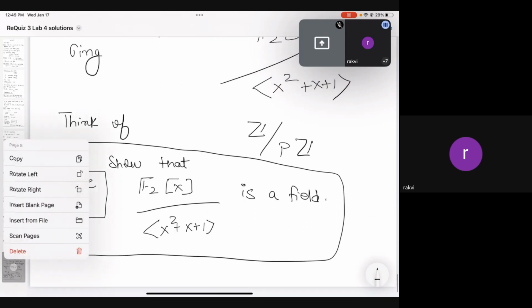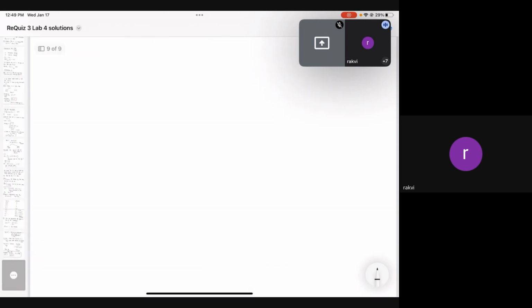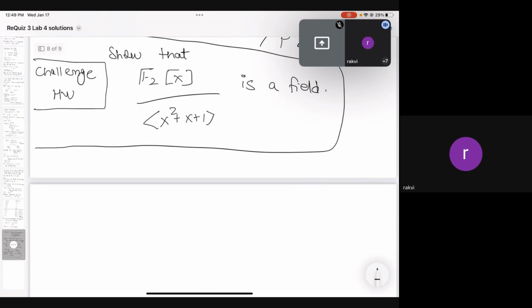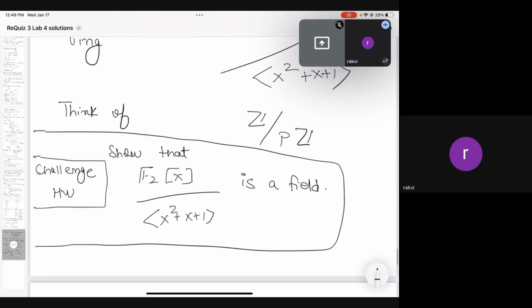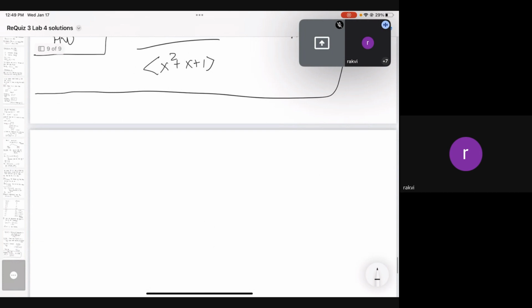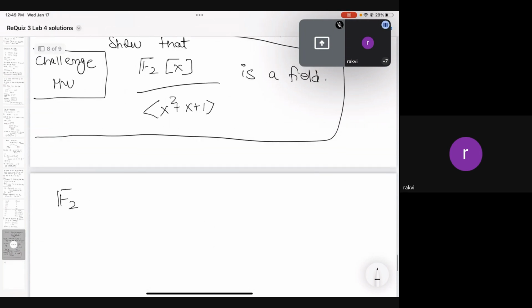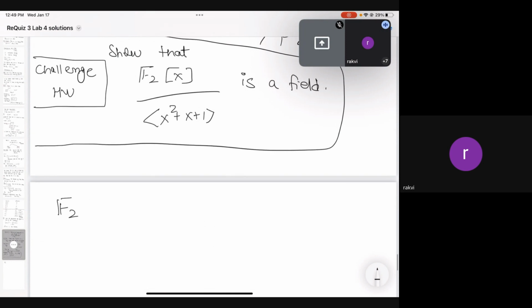So before we do that, let's just see, before we think about this exercise, let's try to list down all the elements as a set. What does this look like? In fact, this was my claim. This is a field, and this is what I'll call F4.